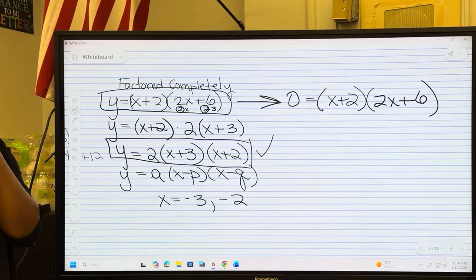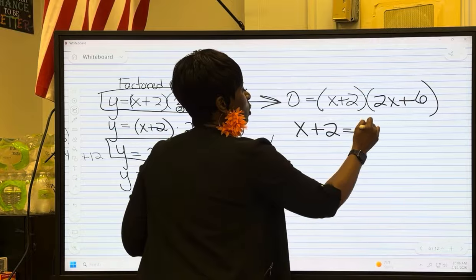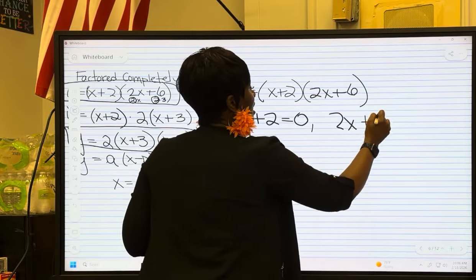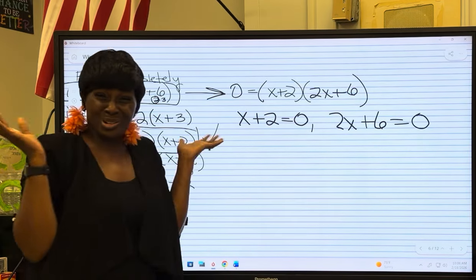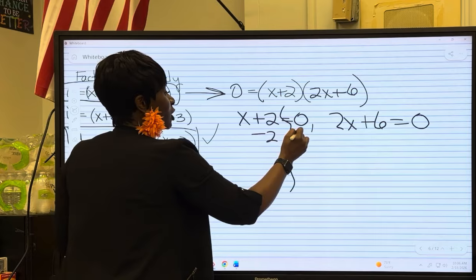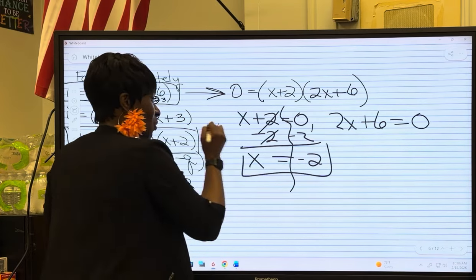X plus 2 equals 0. I'm going to set them both equal to 0. X plus 2 equals 0 and 2x plus 6 equals 0. Now what do we do? Solve for x. Just solve. Bam. Draw your squiggly. Minus 2, minus 2. These cancel out. What do I get? X equals what?